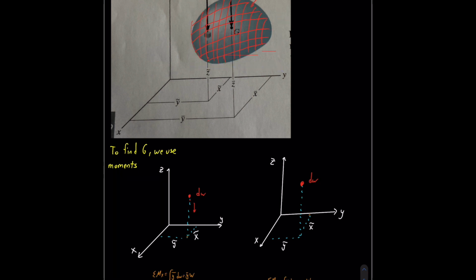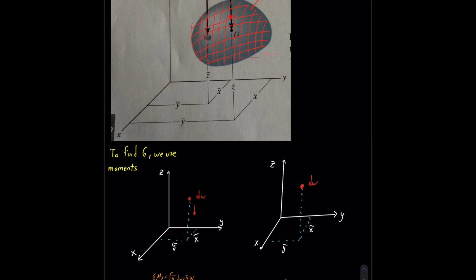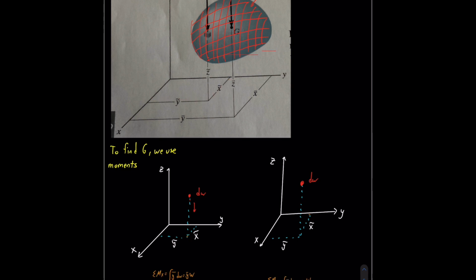Now imagine if all these squares were infinitesimally small dw's. Each of these squares, or dw's, or infinitesimally small weights, with their own x theta, y theta, and z theta components or coordinates. Here. Now, summing all the dw's up, you're going to get the entire weight of this body.